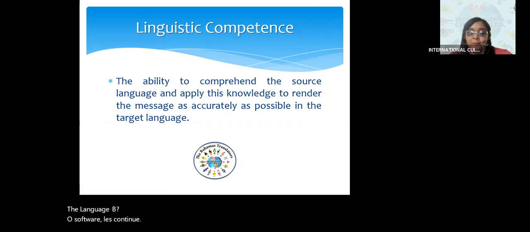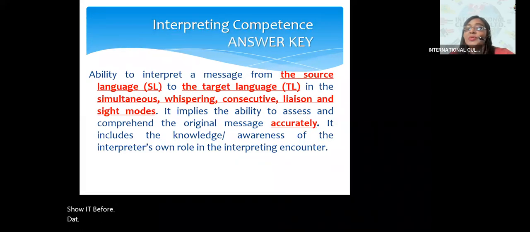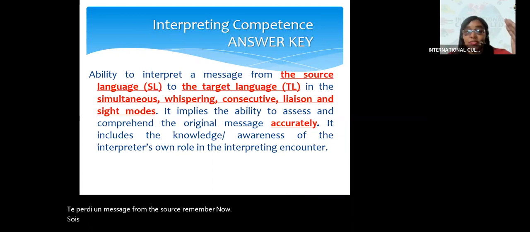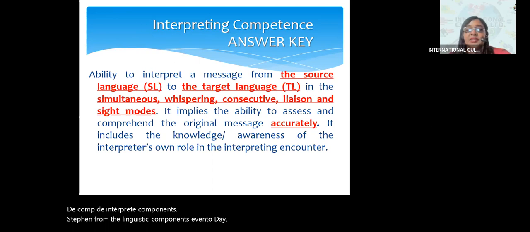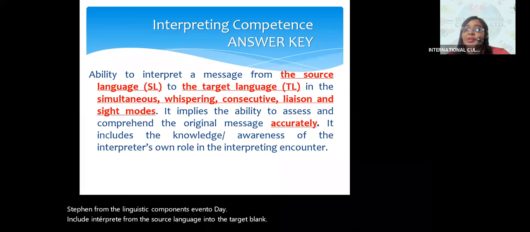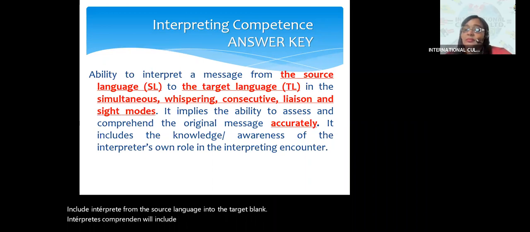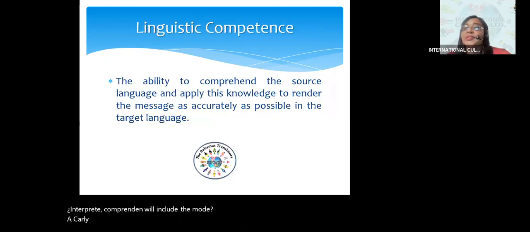So we said before that the ability to interpret a message from the source, remember now, source and target are always used. The interpreting competence is different from the linguistic competence, even though they are together, but they both include interpreting from the source language into the target language. Interpreting competence then will include the mode accurately. Now, the linguistic competence includes the understanding and rendering.